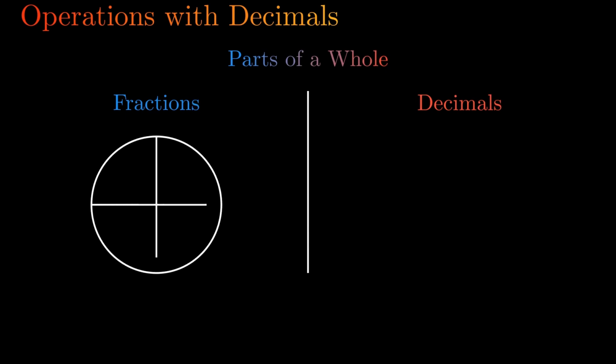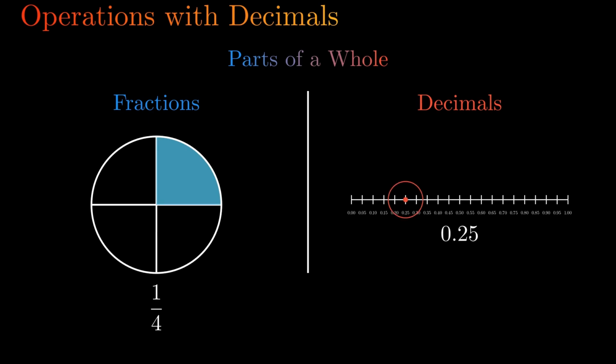Fractions and decimals are just 2 different ways to talk about parts of a whole. Fractions talk about slicing things into equal pieces. Decimals talk about zooming in on a base 10 number line.